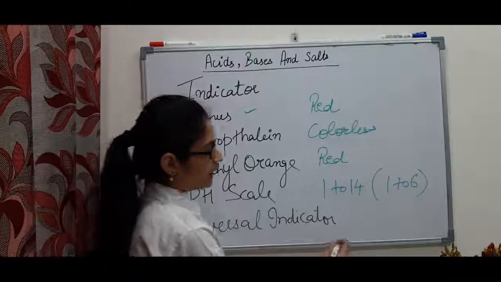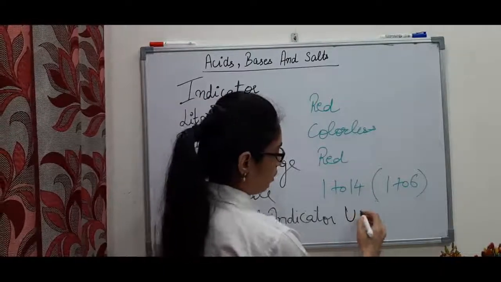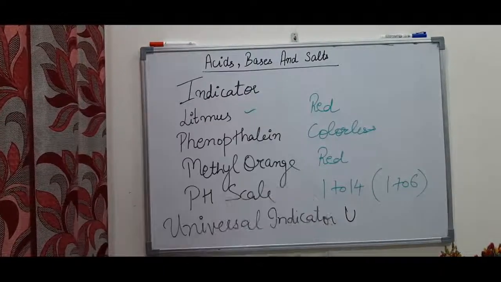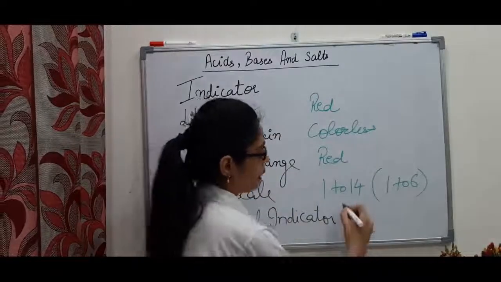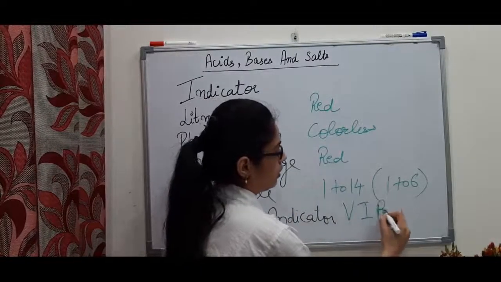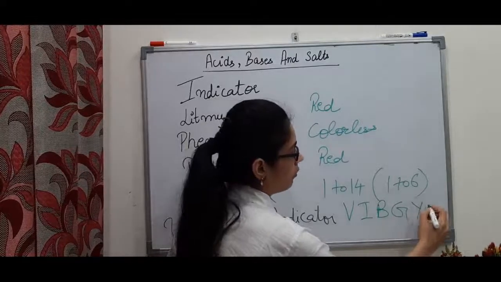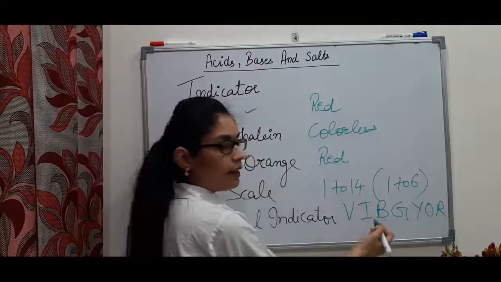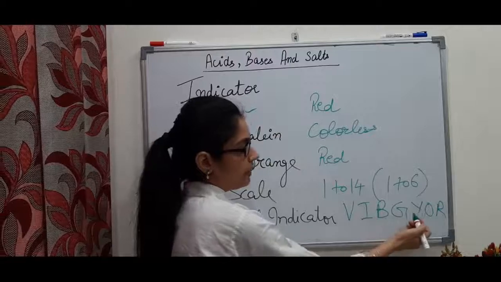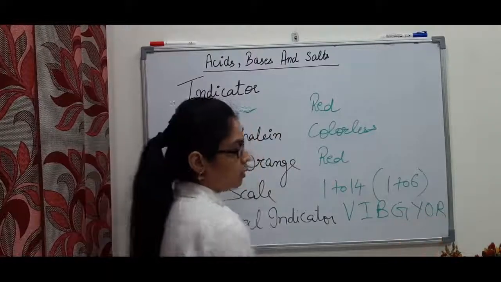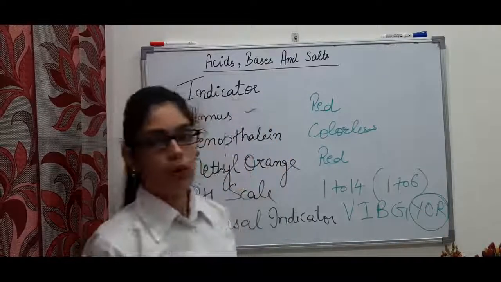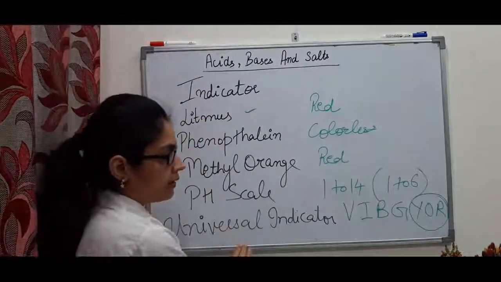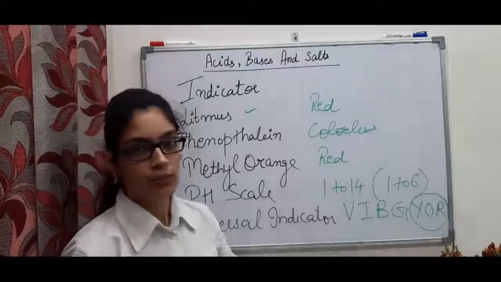On universal indicator, we have 7 colors, and these are denoted by VIBGYOR. VIBGYOR means violet, indigo, blue, green, yellow, orange, red. If you are getting yellow, orange or red on universal indicator, this will indicate the presence of an acid.